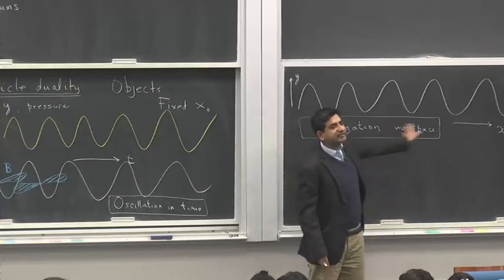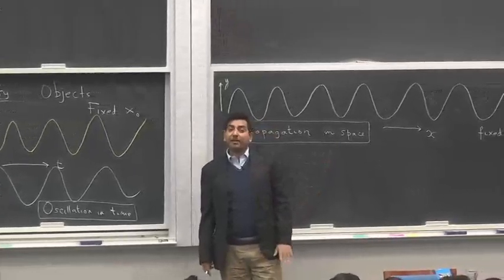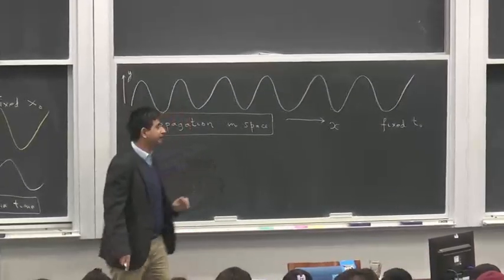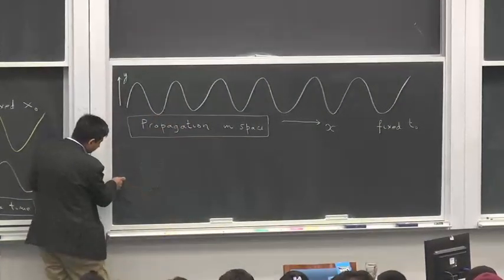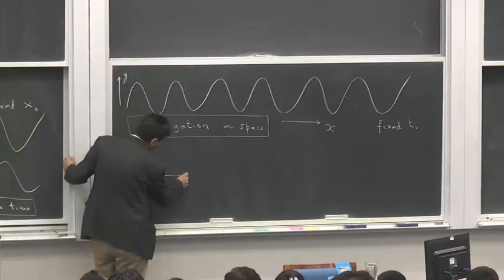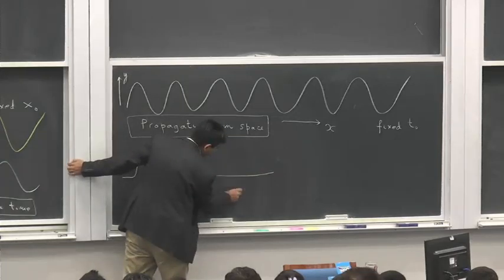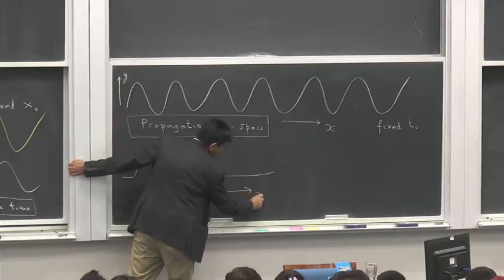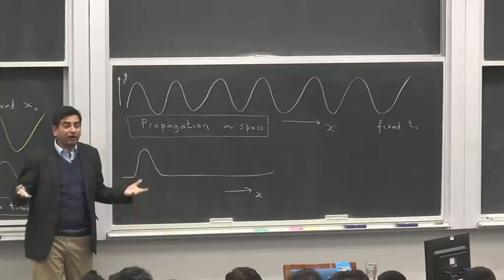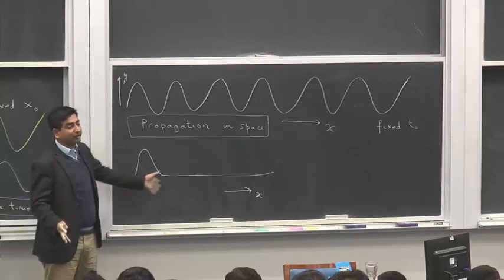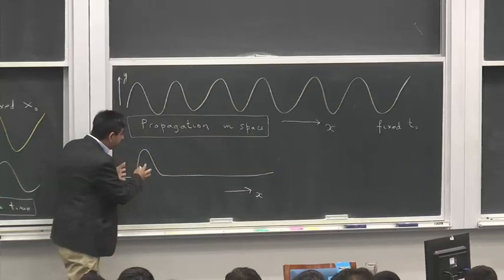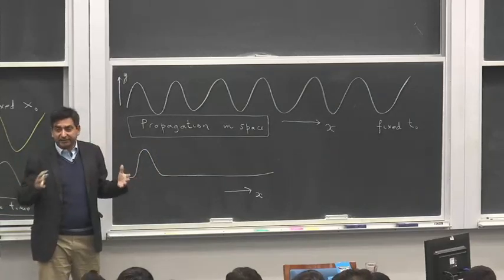Now, suppose this is a sinusoidal wave. Remember, there are other kinds of waves as well. This is the simplest kind. Let me draw another kind of wave. So this is another wave. It's a disturbance. It's not periodic in space. It's aperiodic. But still, this kind of phenomenon does transfer energy from one place to another.